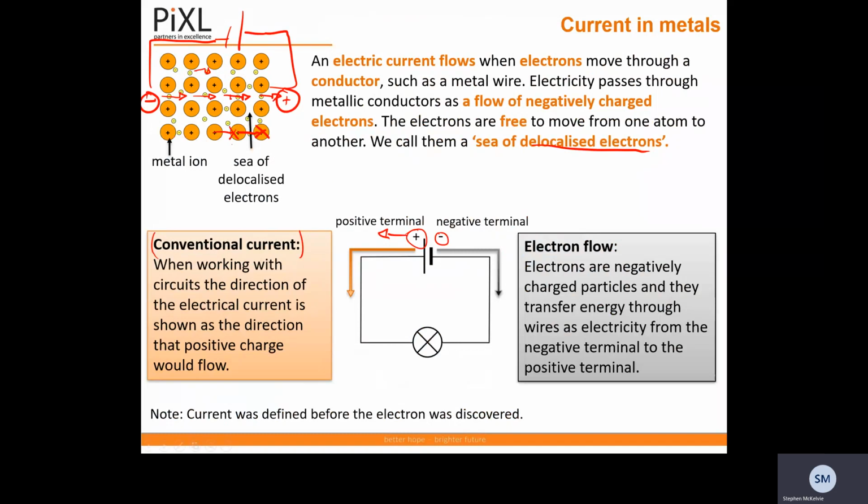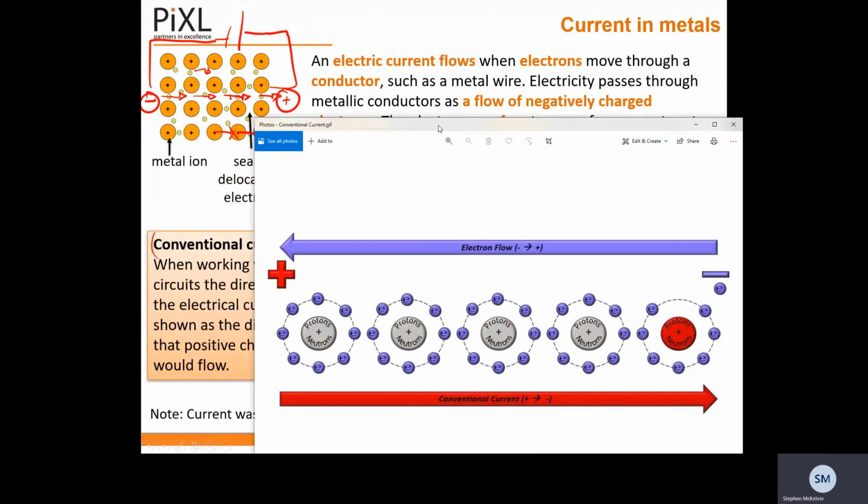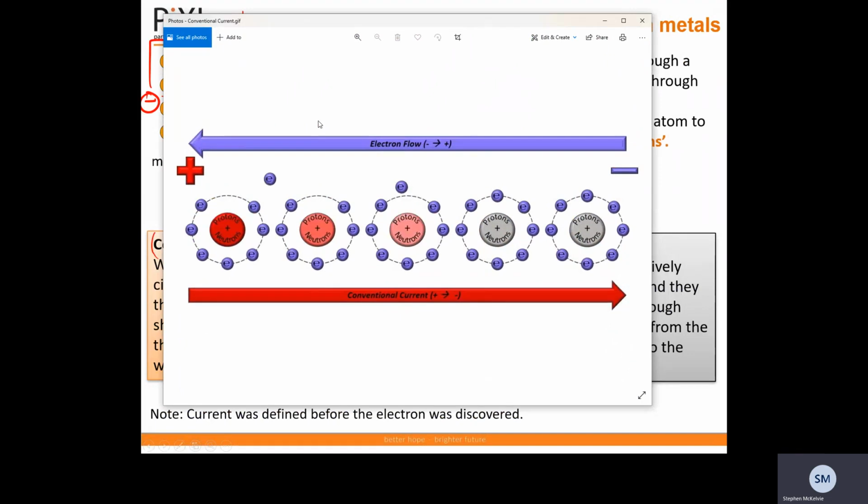Now, the reason why we talk about conventional current is because before we knew where electrons were, before we were able to discover electrons, we were able to detect, and by we I mean other people who were alive then, the flow of positive things.